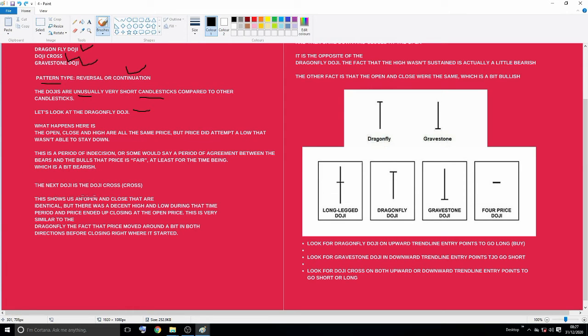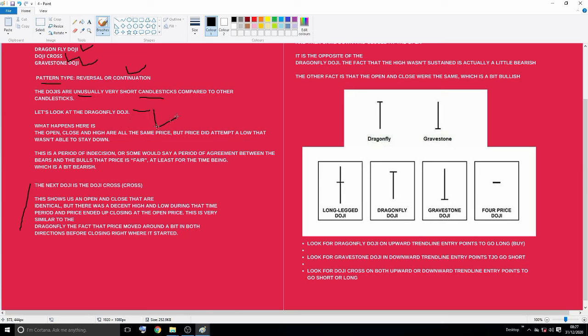This shows us an open and close that are identical, but there was a decent high and low during the time period, and price ended up closing at the open price. This is very similar to a dragonfly. The fact that the price moved around a bit, in both directions, before closing where it started. So this pattern can mean both.